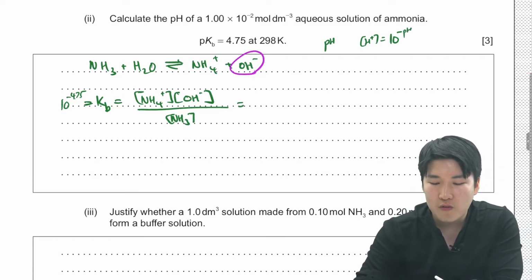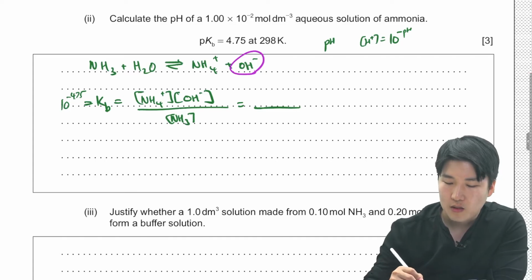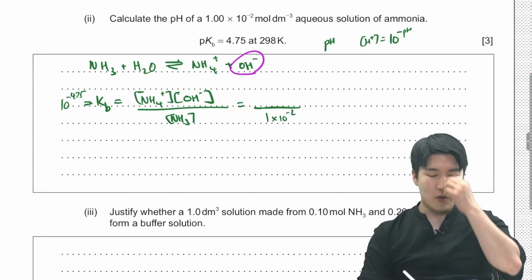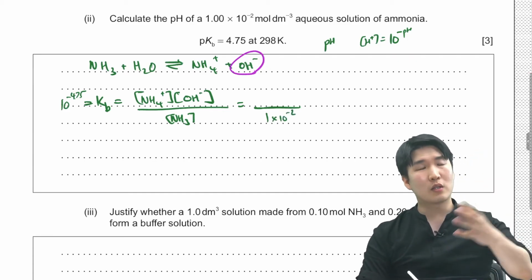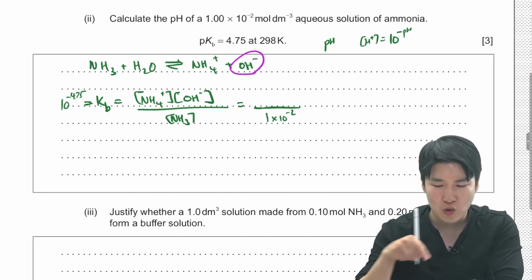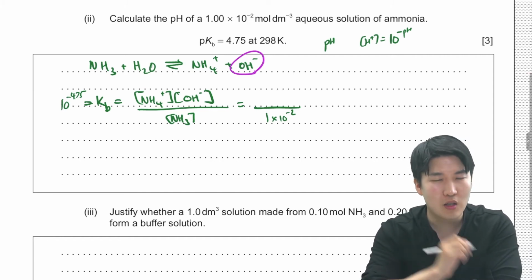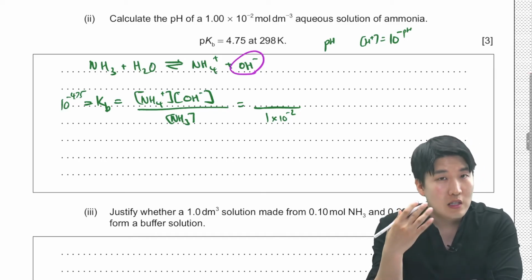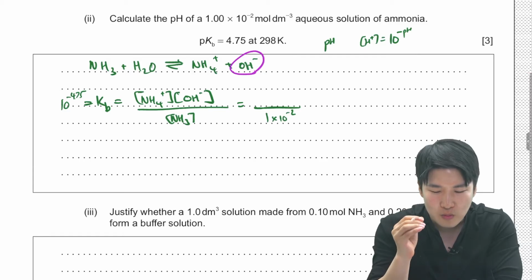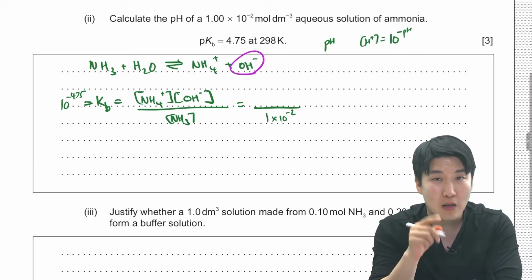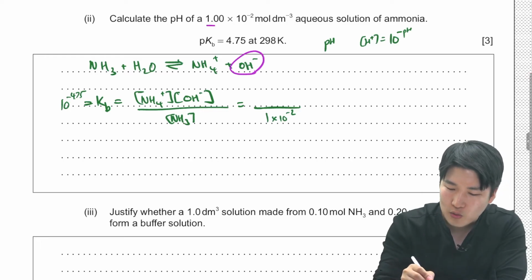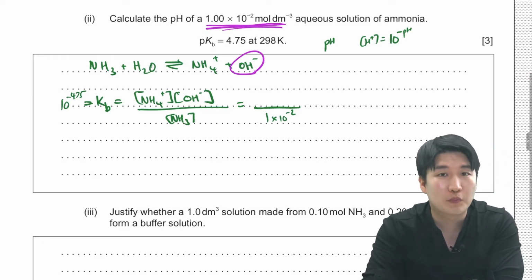The concentration of ammonia is given as 1 times 10 to minus 2. Well, we know that the exact equilibrium concentration of ammonia is not going to be that, slightly lower, but the OH minus concentration is going to be very small, negligible, so that we can approximate the equilibrium ammonia concentration to be equal to the initial ammonia concentration. Remember that.